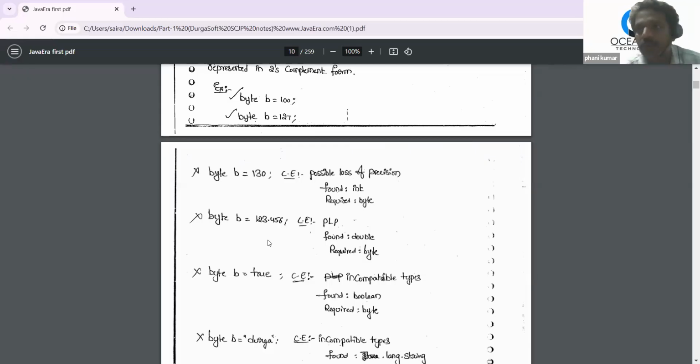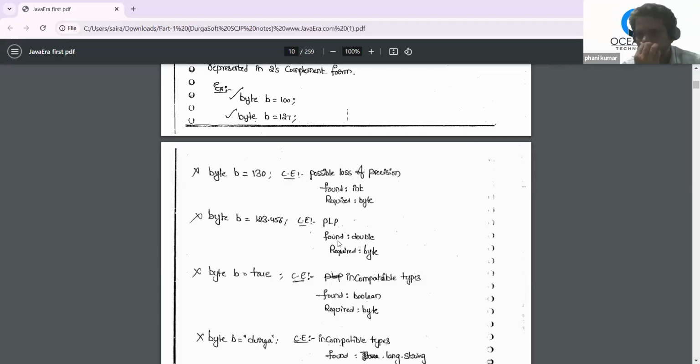We should know what value should be assigned to the variable. If I am not aware of that, I get such types of errors. Clear? In the first condition, I am assigning a numeric value, but it's not in my range, so I got possible loss of precision. In the second case, I'm assigning a float value, but it's also not in my range, so I again got possible loss of precision.